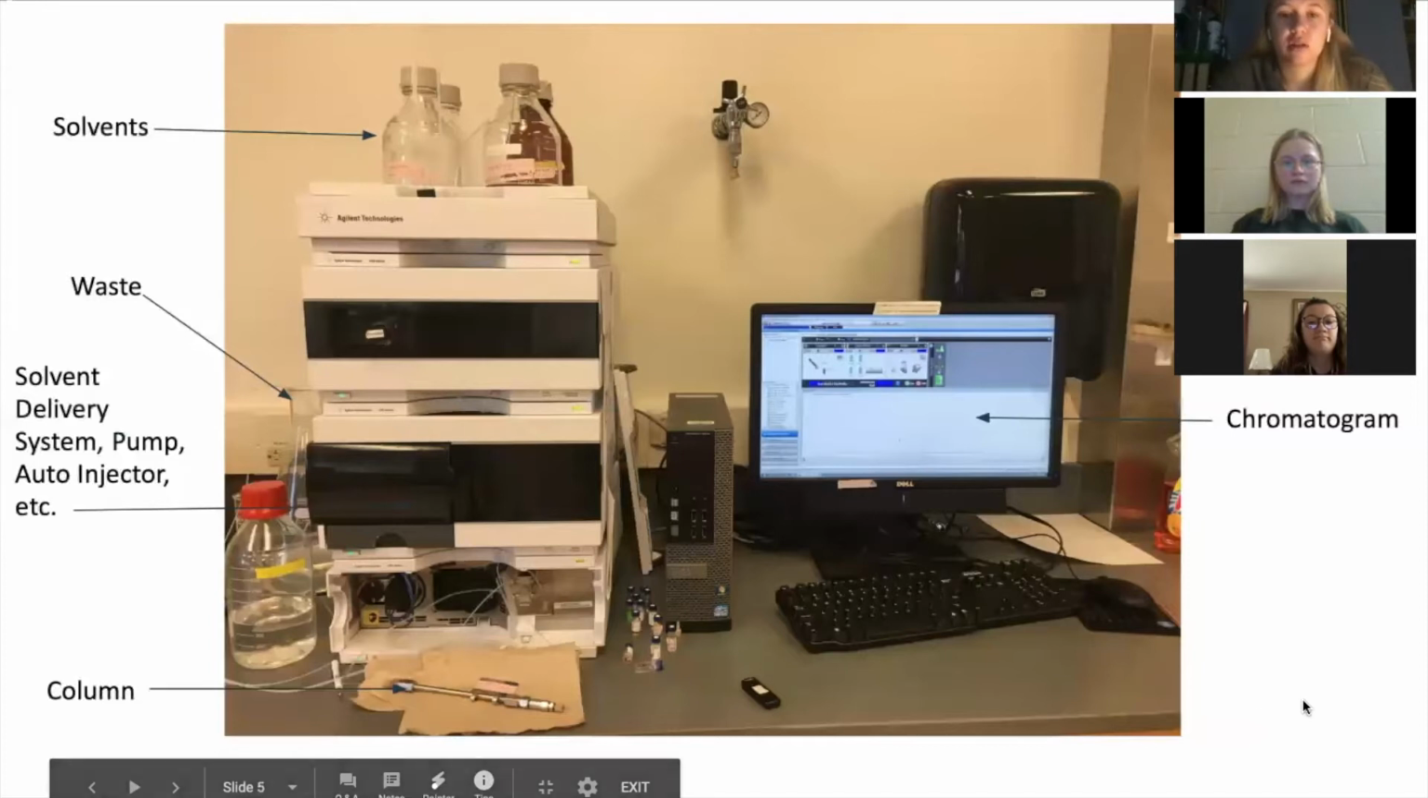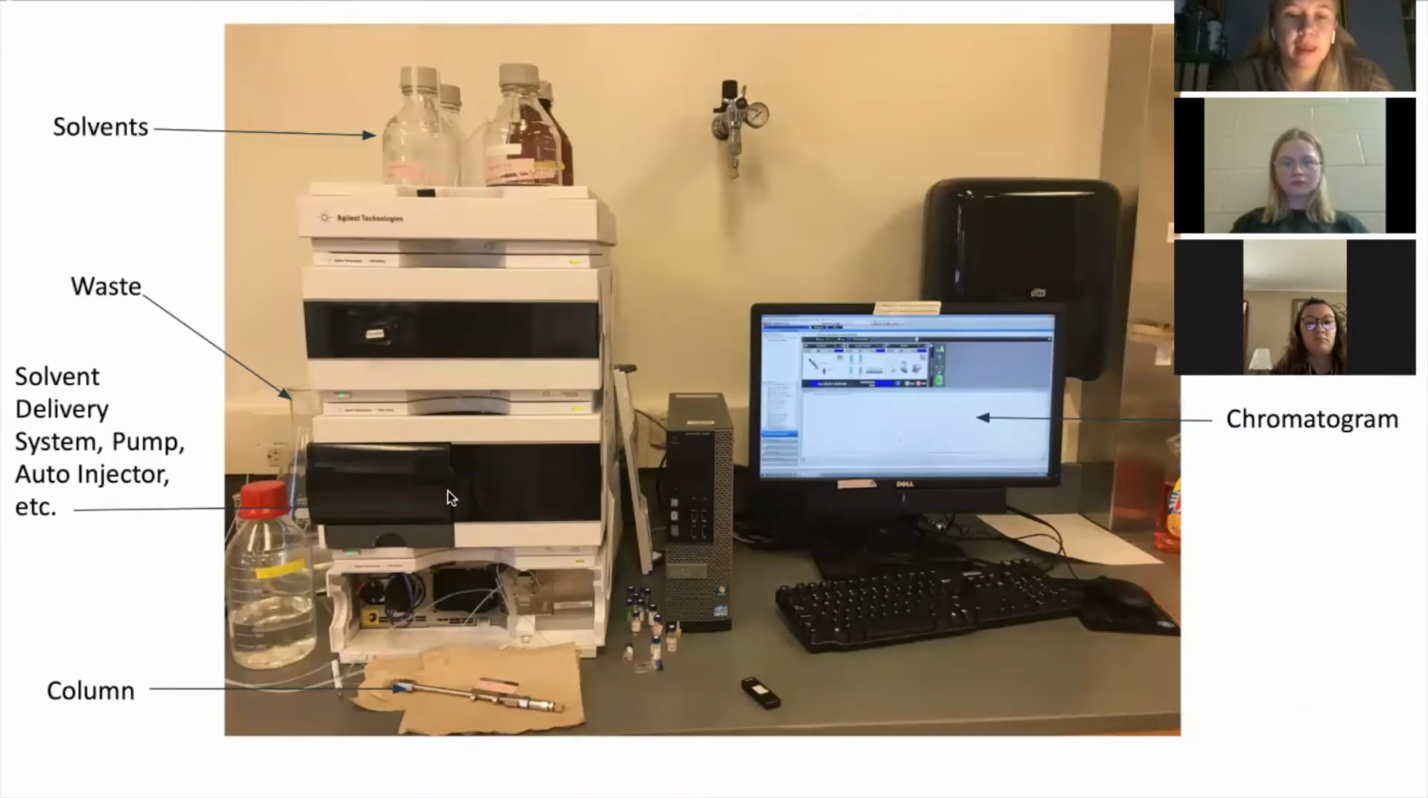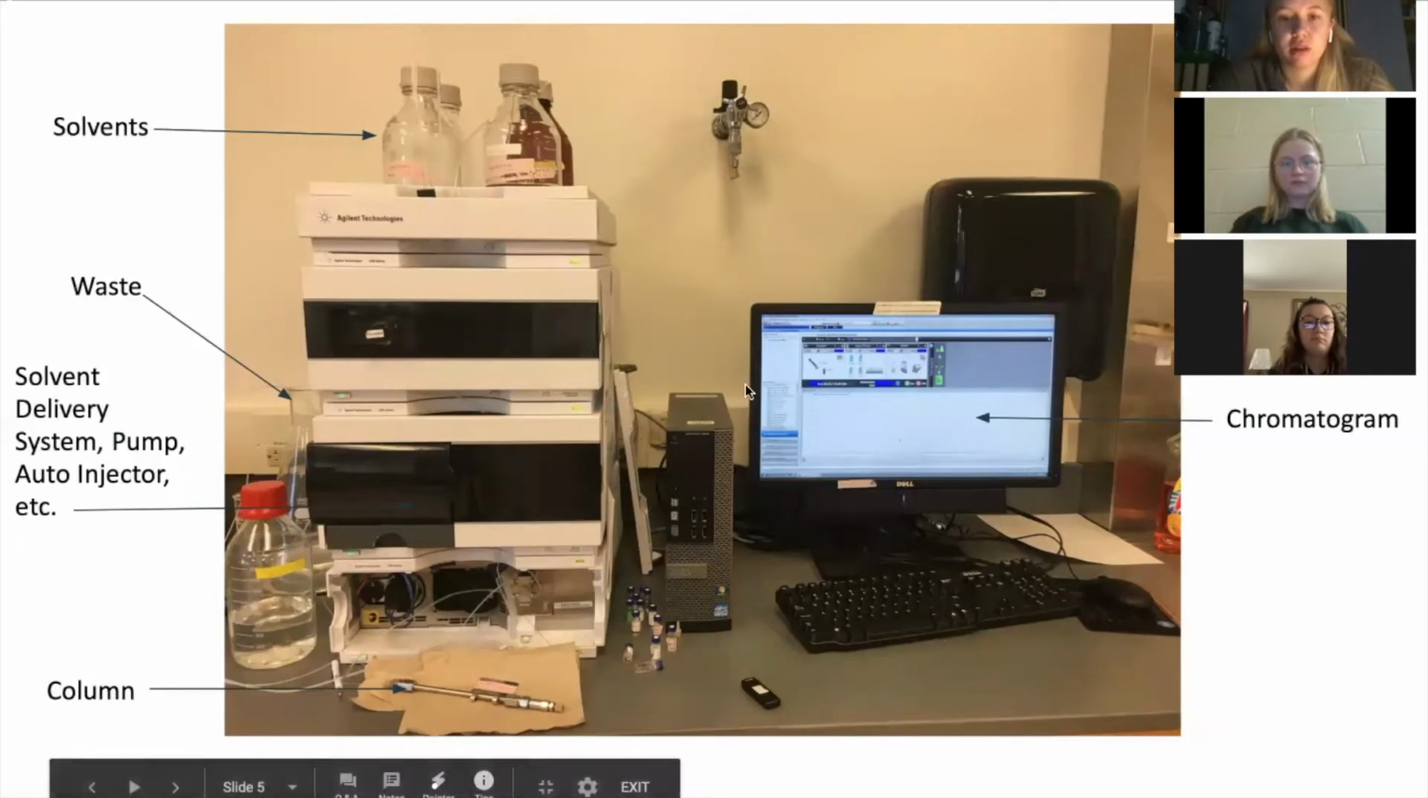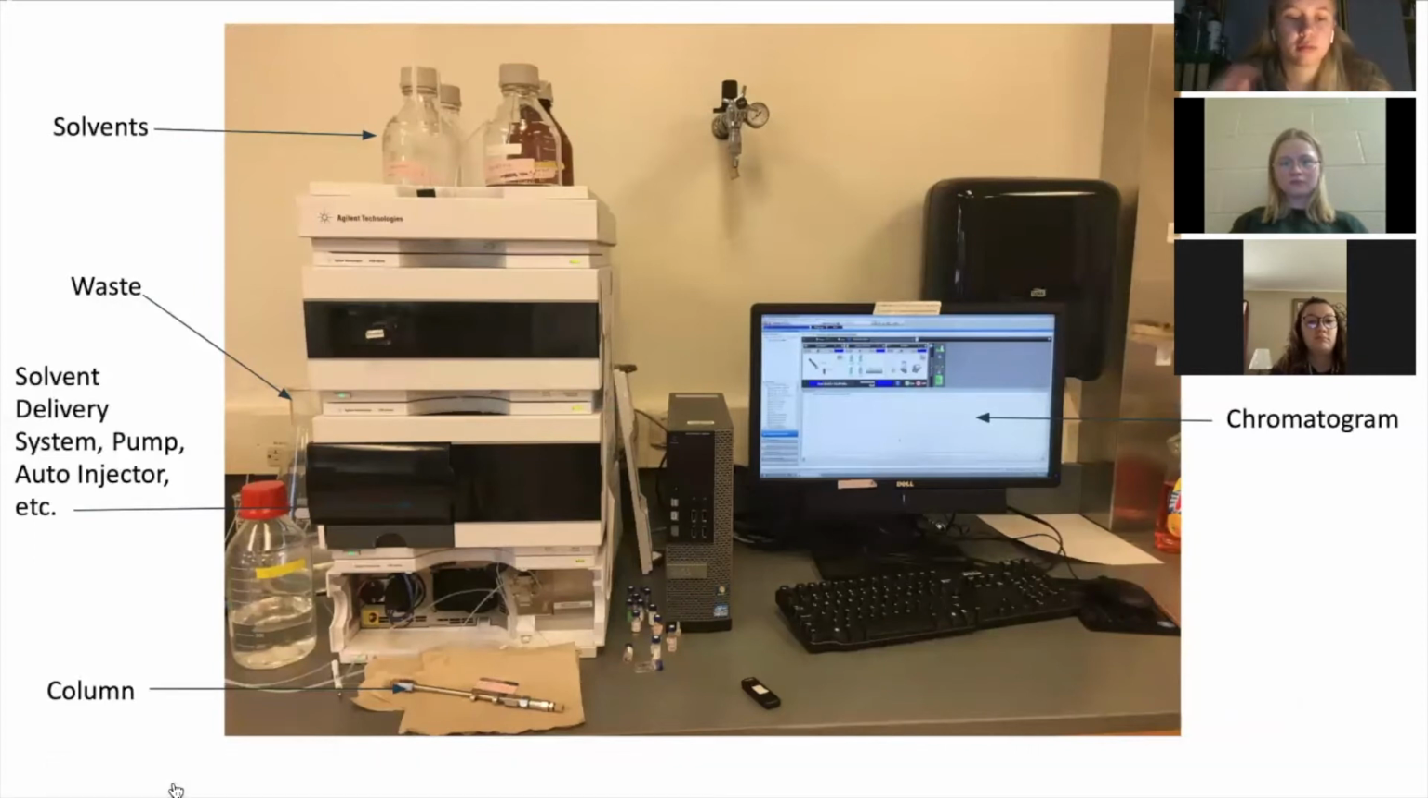This is what our setup looks like in the lab. You can see the solvents on top, the waste over to the left. Our injector is in this level. This is our column, and this is our computer where we see all of our peaks.